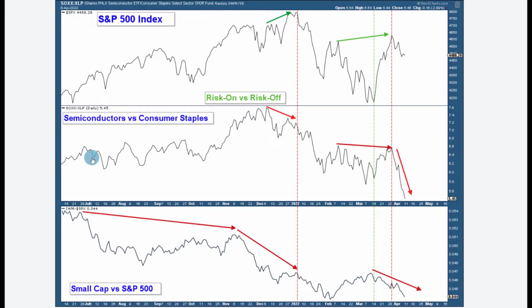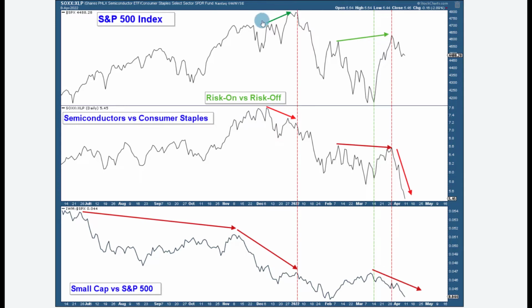So let's start with the middle panel. When semiconductors, which is our risk on asset, is outperforming consumer staples, this line is rising, and that was the case all the way up until the beginning of December.